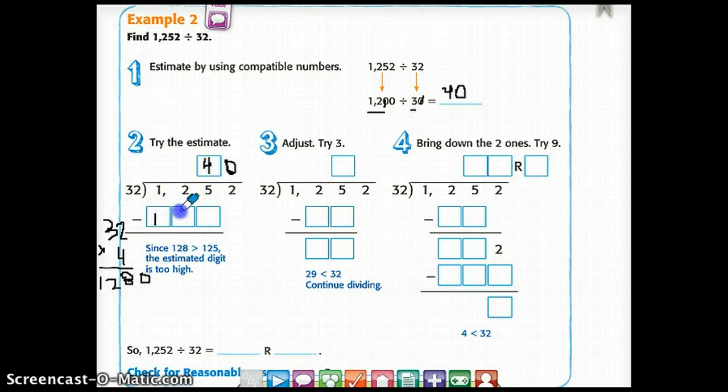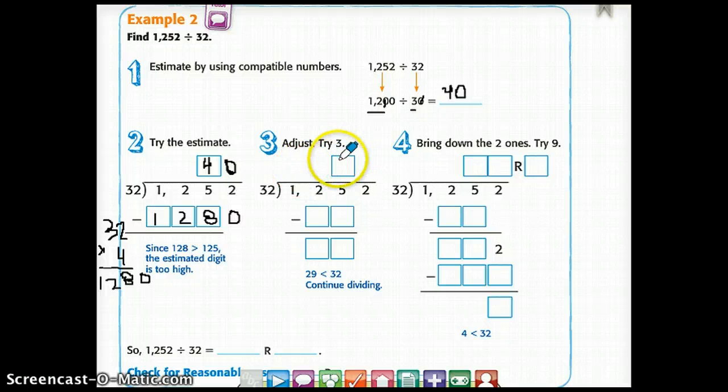What they did was just look at 128 because they put that 4 from the quotient, because if you were working that out, you would do 4 times 32. So you could do that too. But this way, I can see that 1,280 is larger than 1,252, so I can't even subtract that and get a positive number. So I know that our estimate is way too high.